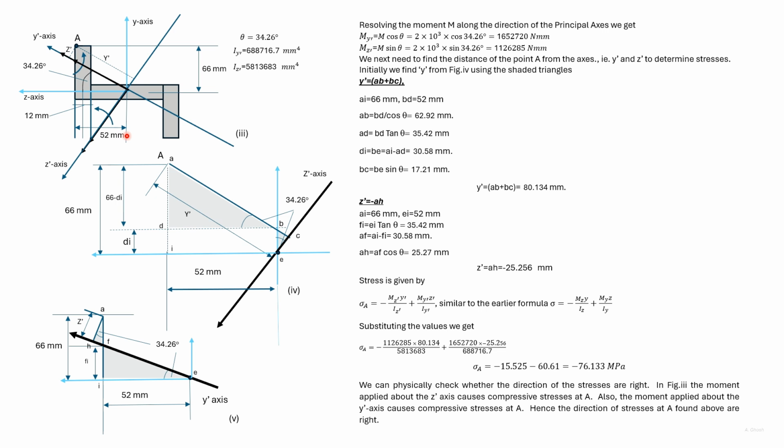The stress due to both the moments comes out as negative. You can check the stress physically. The arrow head due to M Z dash points in the quadrant of which A is a point. Similarly, the arrow head of M Y dash points to the quadrant of A. So the point A will be under compressive stress due to both moments.